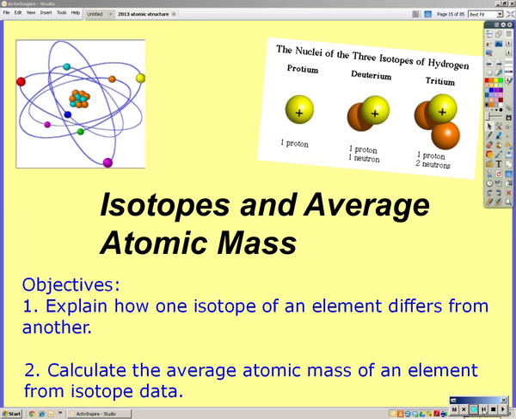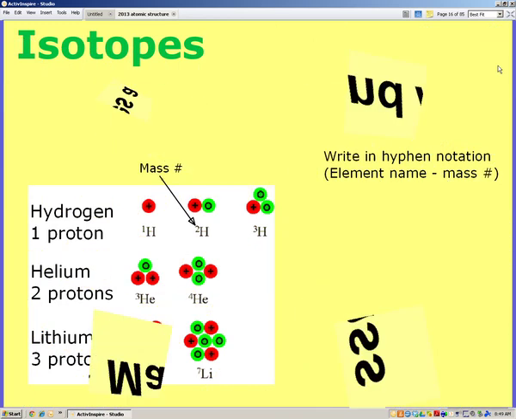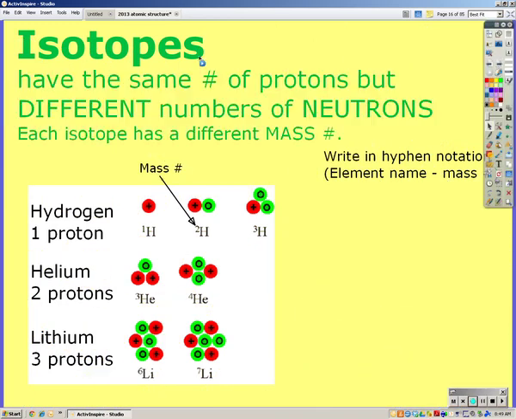So we're going to be talking about isotopes and average atomic mass today. Isotopes have the same number of protons but different numbers of neutrons. And if they have the same number of protons, they have to be the same element. So the only thing that's going to be different is our mass number.